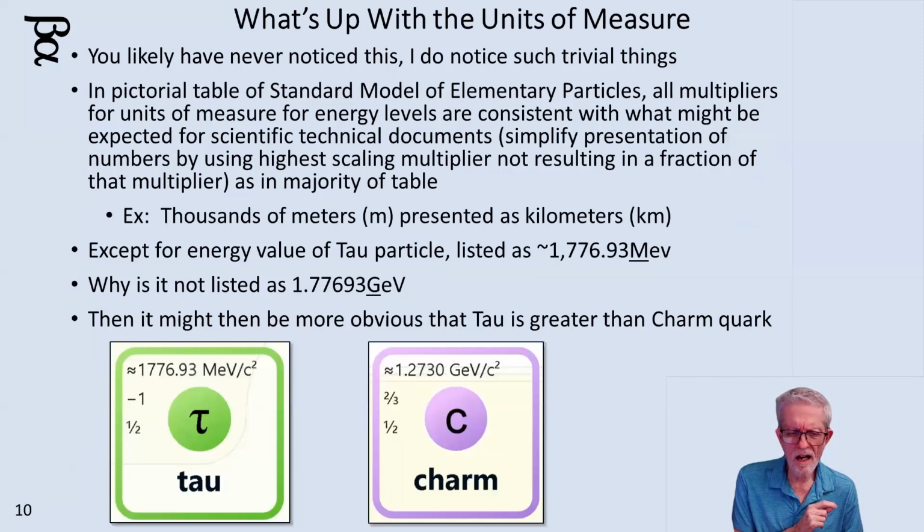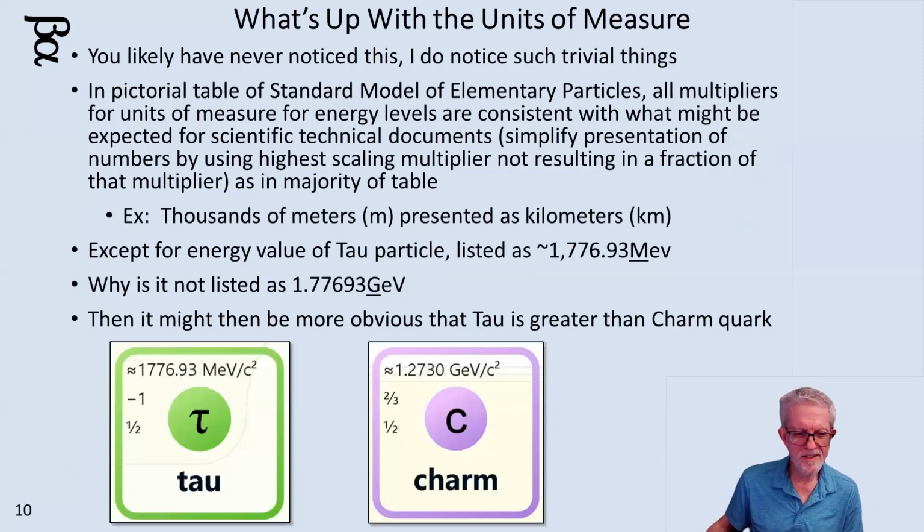Now you might say, oh, it's a typo by whoever created the table. This table's been around for decades, and nobody thought to make all the units of measure the same. If it's really over 1,000 mega, that should be a giga. That's just how you technically accurately document things.